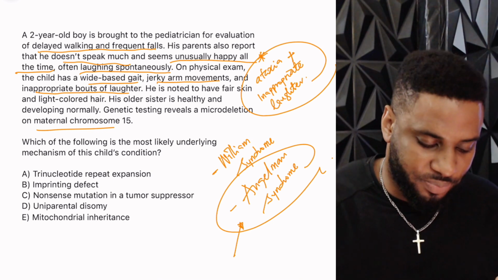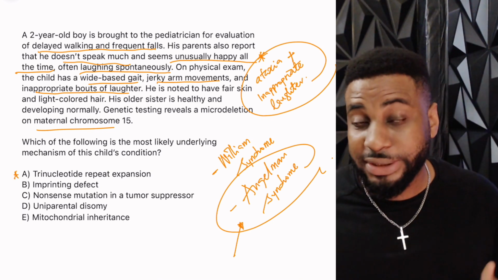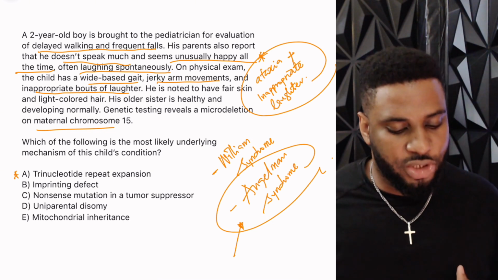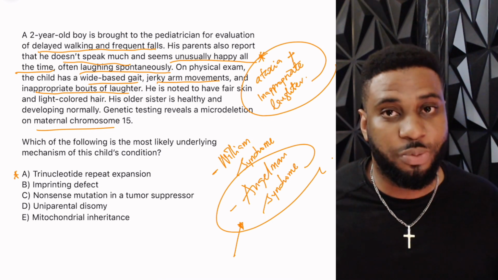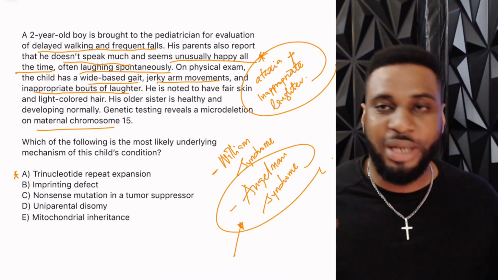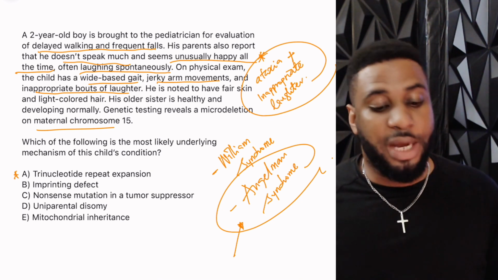Angelman syndrome. Which of these? Do you think it's a trinucleotide repeat expansion? That would be myotonic dystrophy. Do you think it's an imprinting defect? Do you think it's a nonsense mutation in a tumor suppressor gene? Do you think it's uniparental disomy or mitochondrial inheritance? Let me know what you picked as an answer down in the comments.